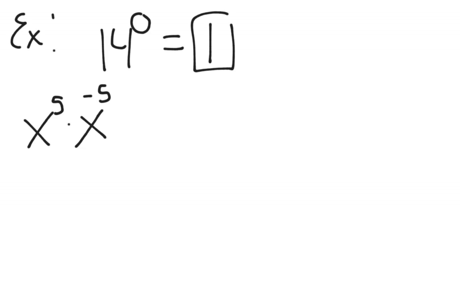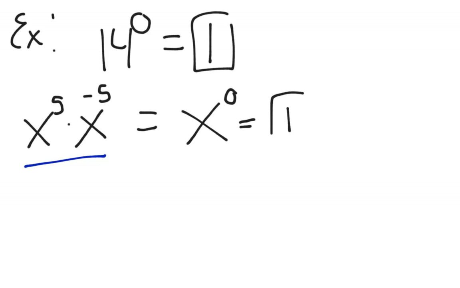Here I have x to the 5th times x to the negative 5th. I'm going to use my product property since I'm multiplying two exponents with the same base. The product property says I should add the exponents. 5 plus negative 5 is equal to 0. So I get x raised to the 0 power. I know anything raised to the 0 power is equal to 1.